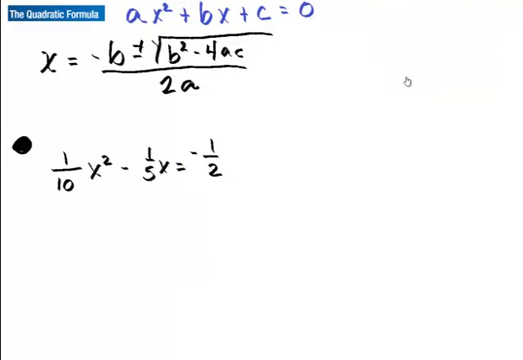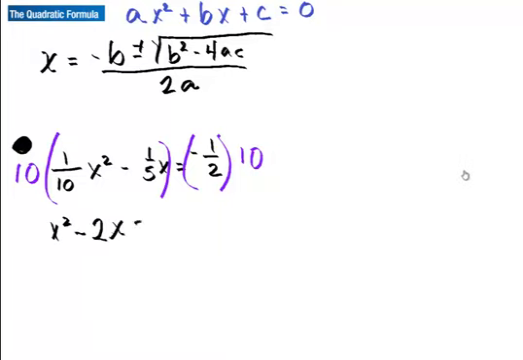Now look at this messy guy. You need to get everything all on one side, and then I'm going to multiply everything through by a 10 to get rid of those fractions. Actually, I'll just multiply by a 10 first because it is just messy to look at. So when I multiply by a 10, I'll get x squared minus 2x equals minus 5. Moving everything to one side, I get x squared minus 2x plus 5 equals 0.